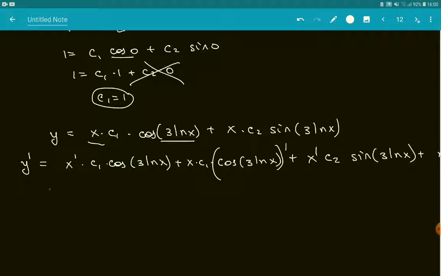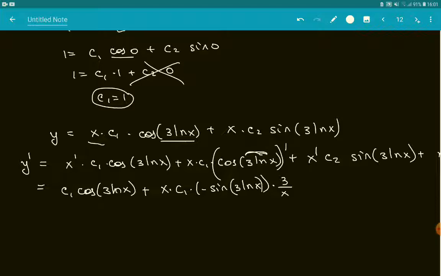x differentiate is 1, so I can write c1 cosine 3 ln x plus x multiplied by c1 multiplied by, the differentiative of cos is negative sine, so I'll write negative sine 3 ln x, multiplied by, again we need to find the differentiative of the inside part, 3 ln x. So what is the differentiative of 3 ln x? It is 3 over x. I hope it is fine for you.